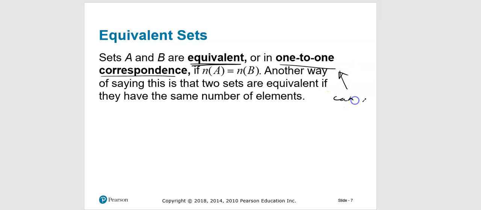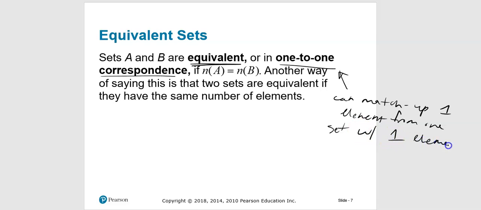Can match up one element from one set with exactly one element from another set. So we're matching up one element from the two sets, we're matching them up together from one set with one element from another. That would mean there's a one-to-one correspondence.